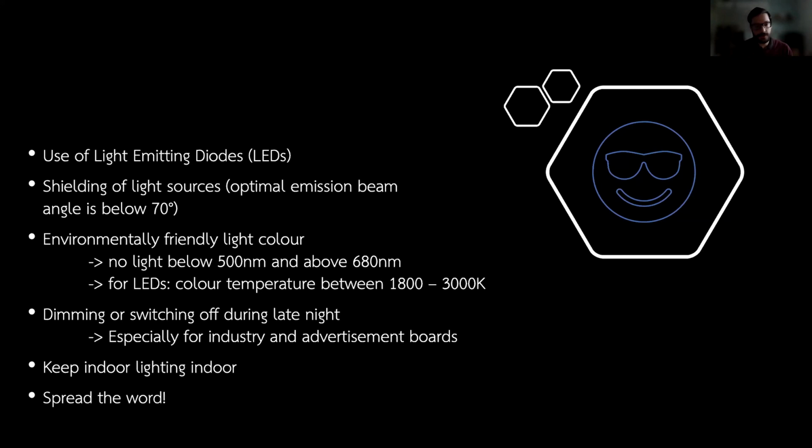And this also is more or less an appeal for industry and advertisements, for example. Do we really need to know at 3 a.m. in the morning that there is a spa, for example, or something else? There are a lot of advertisements. Keep indoor lighting really indoor. There is a lot of light also coming to the natural area through windows, and spread the word. Now you know what is light pollution, how it really affects us, and how a transformative change to a sustainable future can be done in this, like I said, relatively small issue or topic.